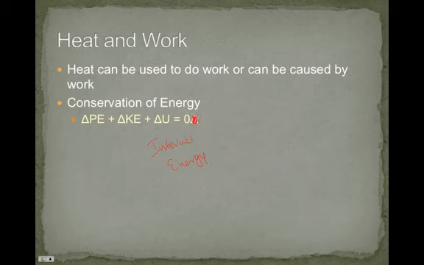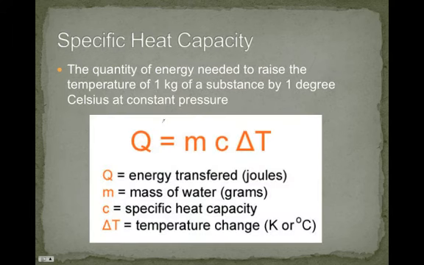Change of potential, change of kinetic, change of internal equals 0. So if my potential energy loses it, I don't gain anything kinetic, I must have gained that as internal energy. So now we can use the law of conservation of energy to figure out how much heat was transferred between two substances.